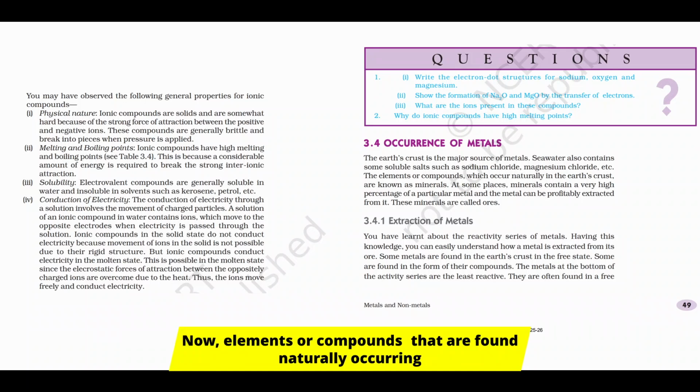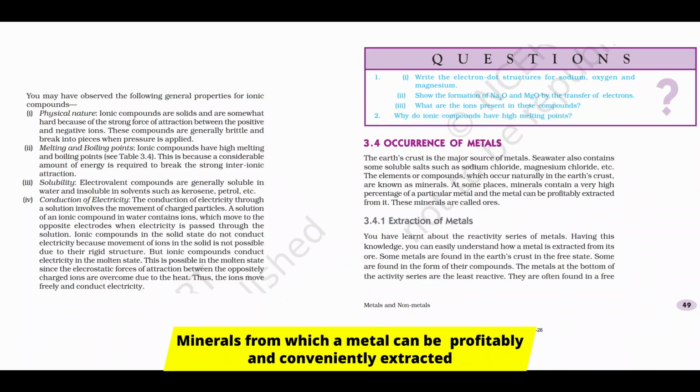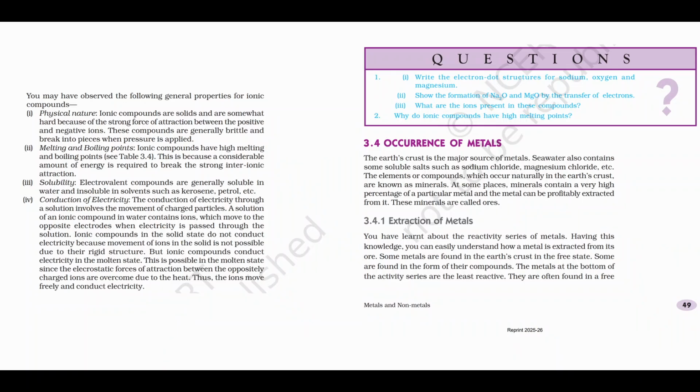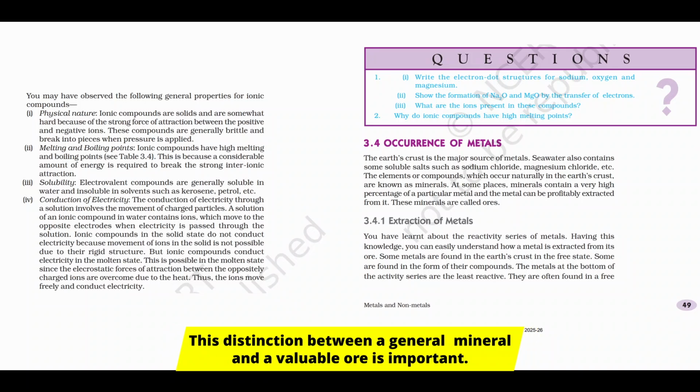Now, elements or compounds that are found naturally occurring in the Earth's crust are broadly known as minerals. Lots of minerals exist. However, from an economic and practical standpoint, not all minerals are created equal. Minerals from which a metal can be profitably and conveniently extracted because they contain a sufficiently high percentage of that particular metal are specifically called ores. So all ores are minerals, but not all minerals are ores. Exactly. An ore is a commercially viable mineral source for a metal. This distinction between a general mineral and a valuable ore is important.